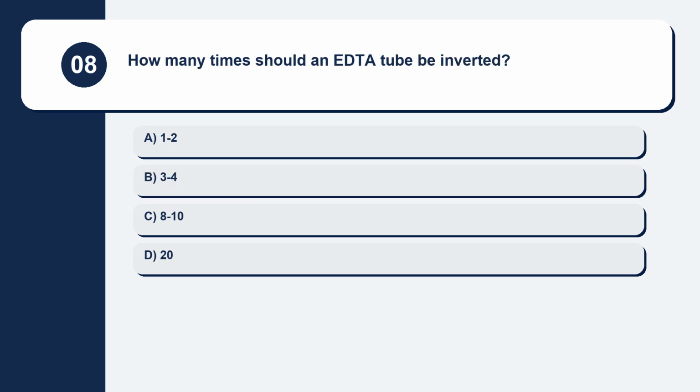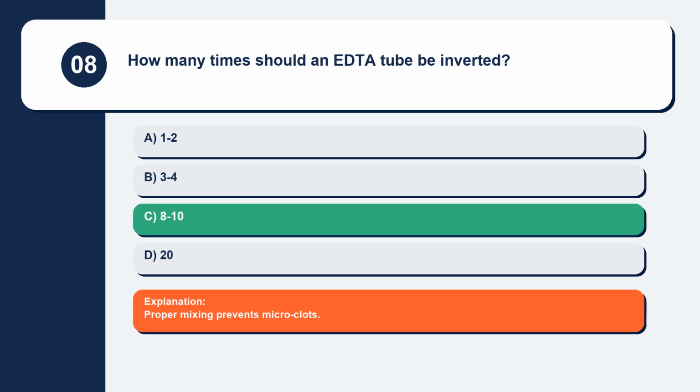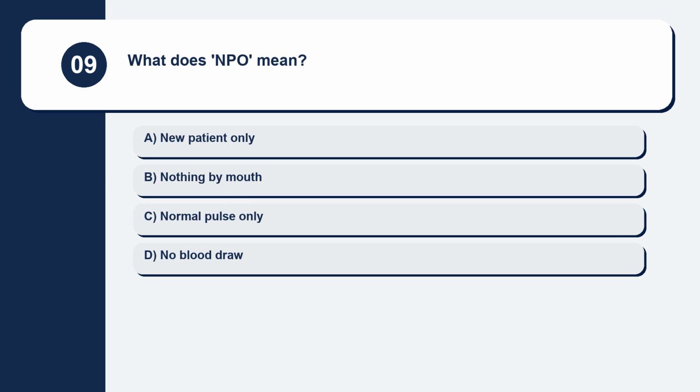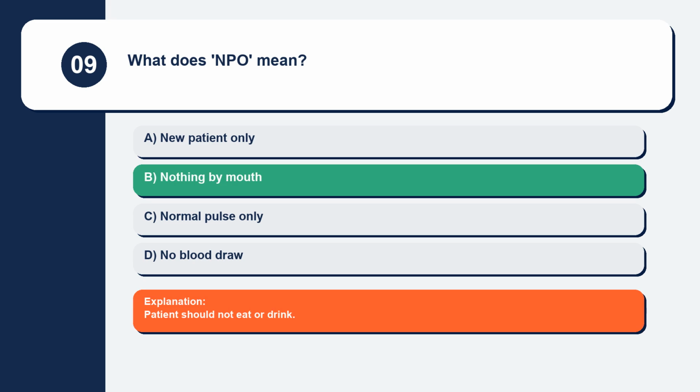Question 8. How many times should an EDTA tube be inverted? 1-2, 3-4, 8-10, 20. Proper mixing prevents microclots. Question 9. What does NPO mean? New patient only, nothing by mouth, normal pulse only, no blood draw. Patient should not eat or drink.